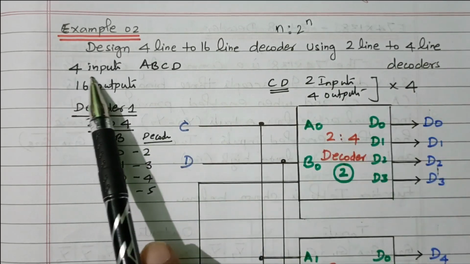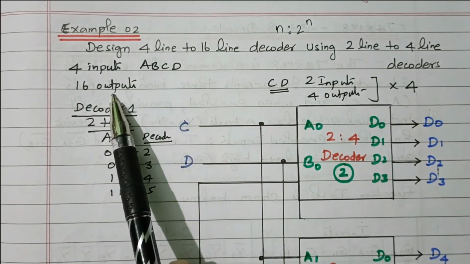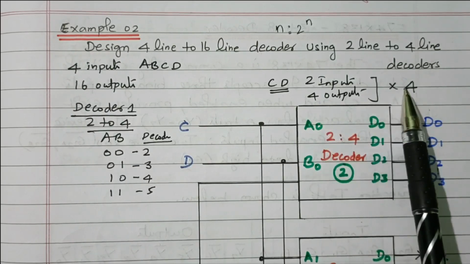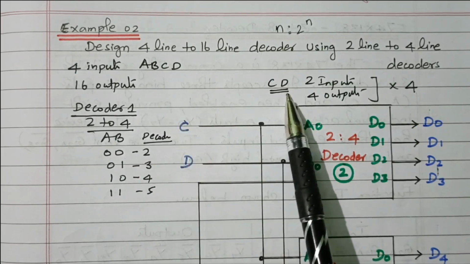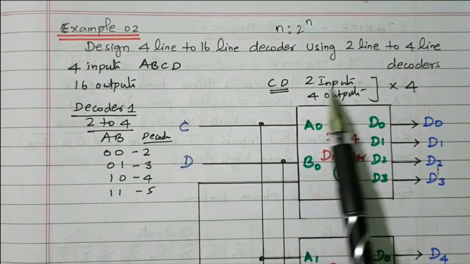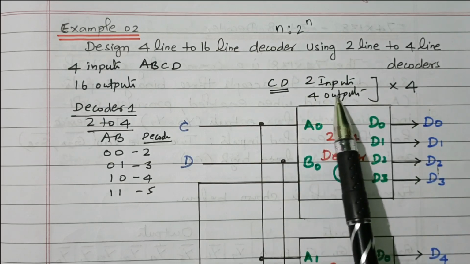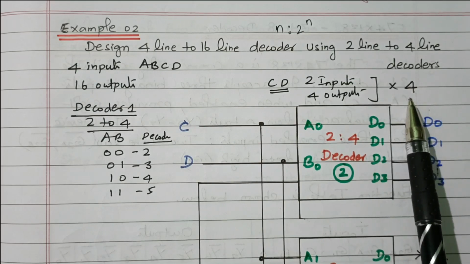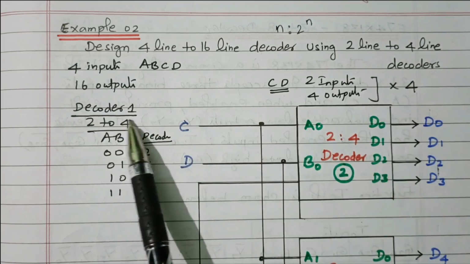Right. How many inputs are there? A, B, C, D. 4 inputs are available, and then 16 outputs. These 16 outputs come from 4 into 4 decoders. Then what about the inputs A, B, C, D? We are giving C and D, the least significant bits, to the inputs of all 4 decoders. These 4 decoders are selected by one more decoder. We need one more decoder in order to select these 4 decoders. That is decoder 1.